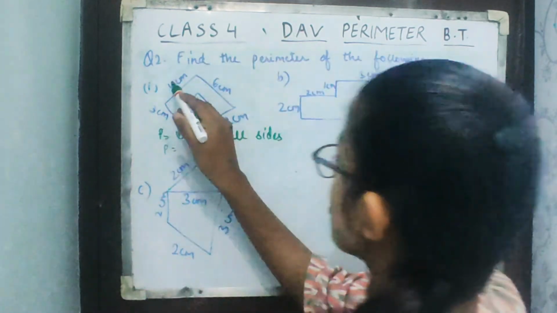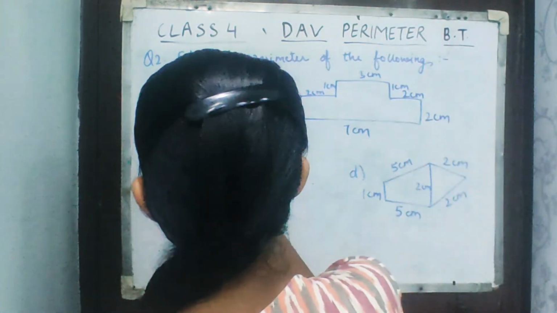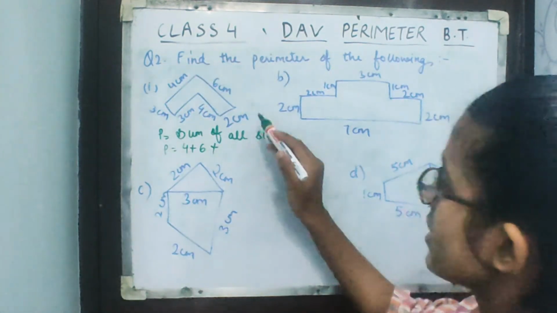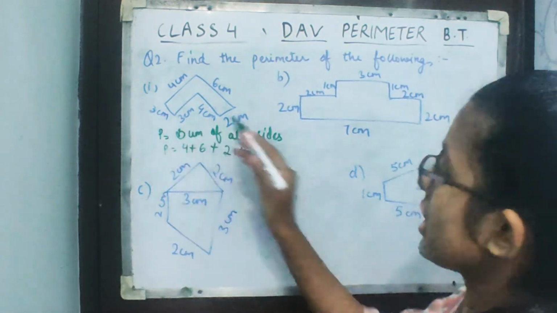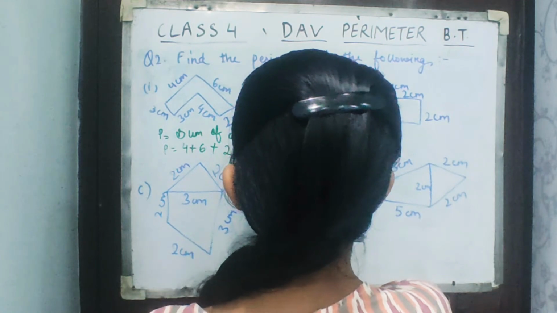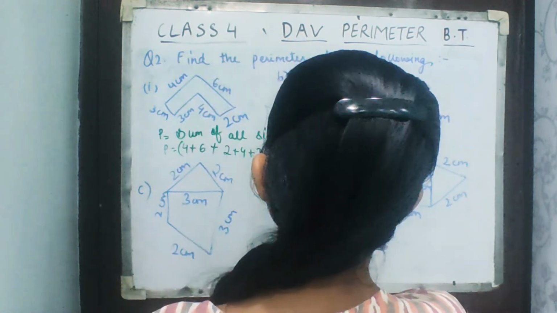Perimeter is equal to 4 plus 6 plus 2 plus 4, 2 plus 4 plus 3 plus 3 plus 3 plus 3. And the unit is centimeter.